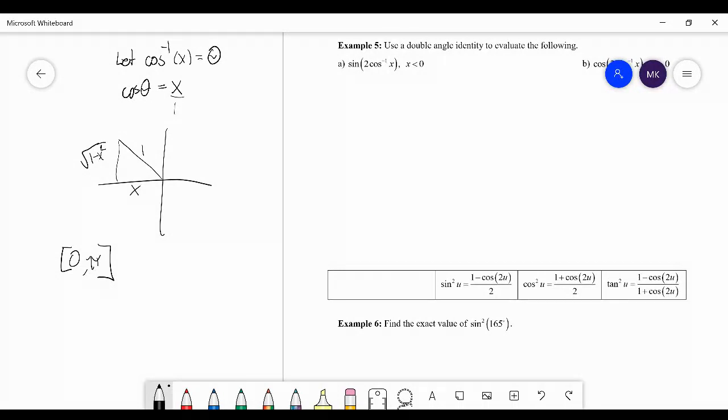Like I said, we're reaching back, using some information from the past, applying it into these new situations. So now what we have is that inverse cosine of x is theta. That means cosine of theta is x, which means we get this triangle here, and this x value is a negative number.